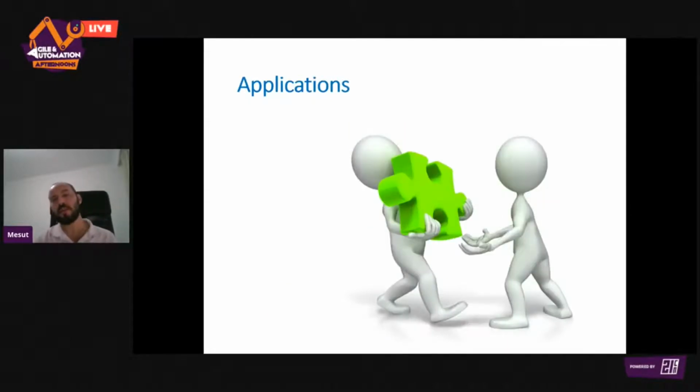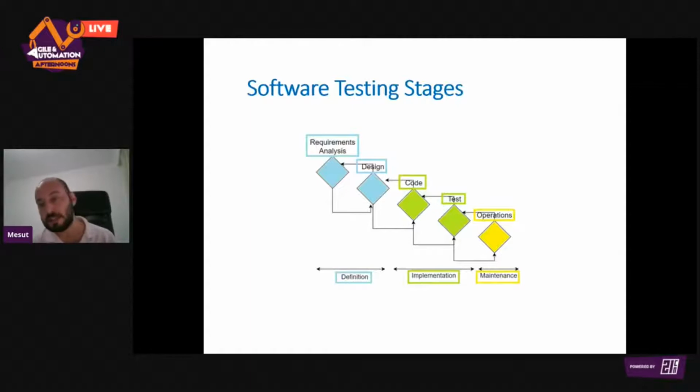So after this quick background, let's see what we can do with the assistance of machine learning in the different stages of software testing. As I told in the beginning, I will investigate this systematically, one by one, in order, starting from the definition stage, going through the implementation stages, and finally the maintenance stage, because this is an ordinary software testing lifecycle.